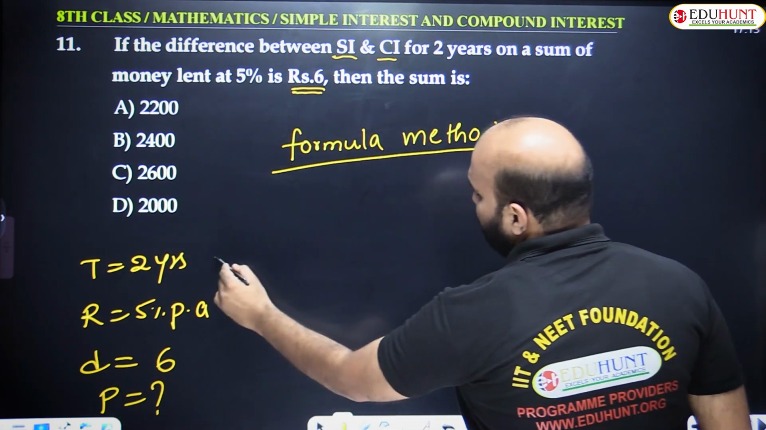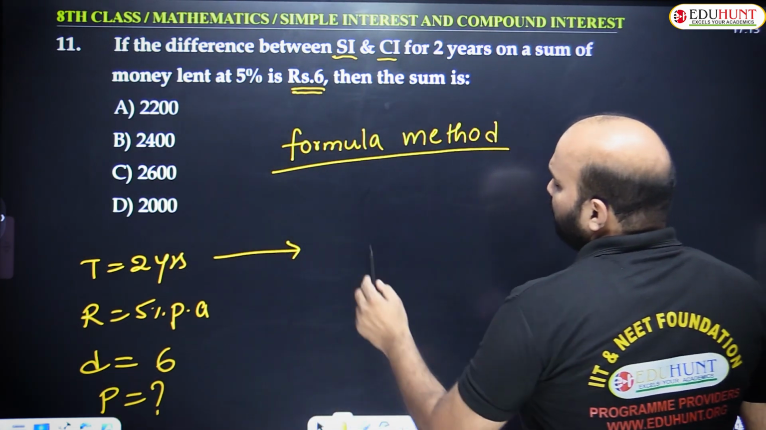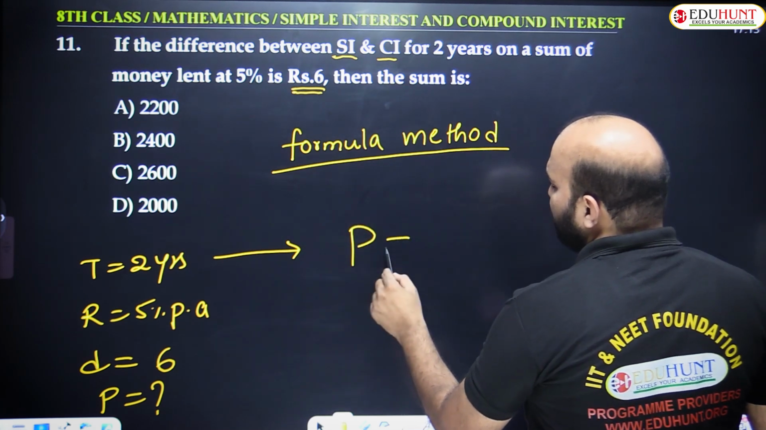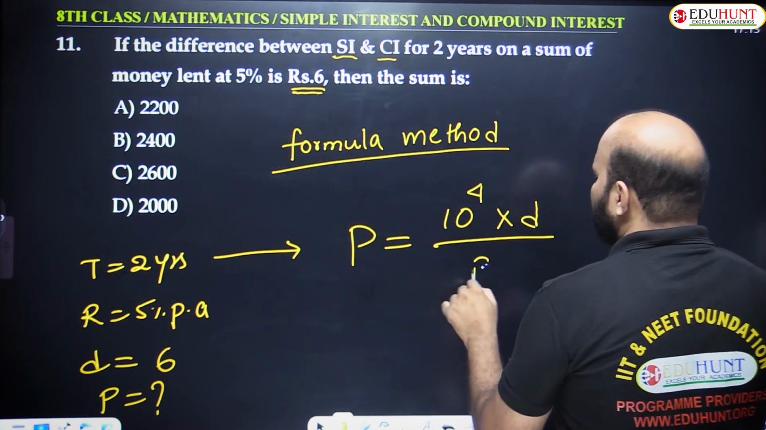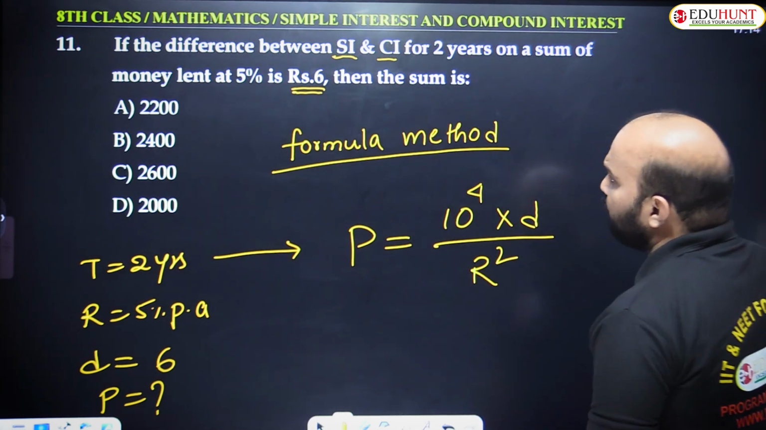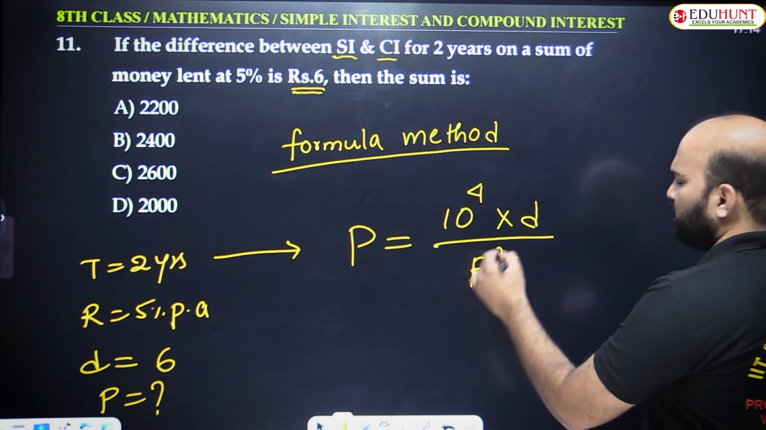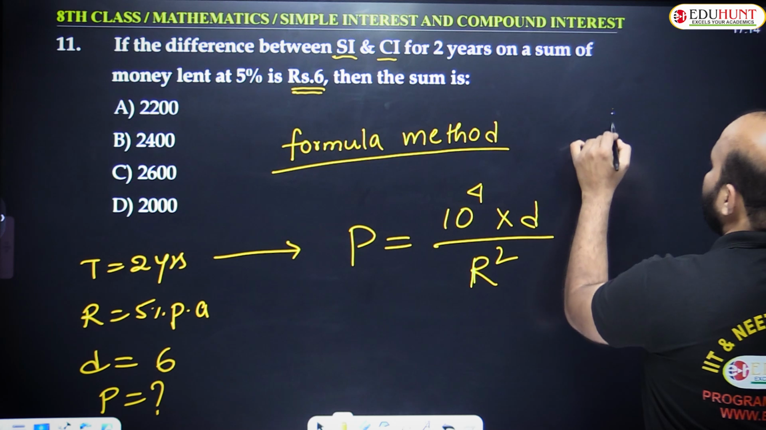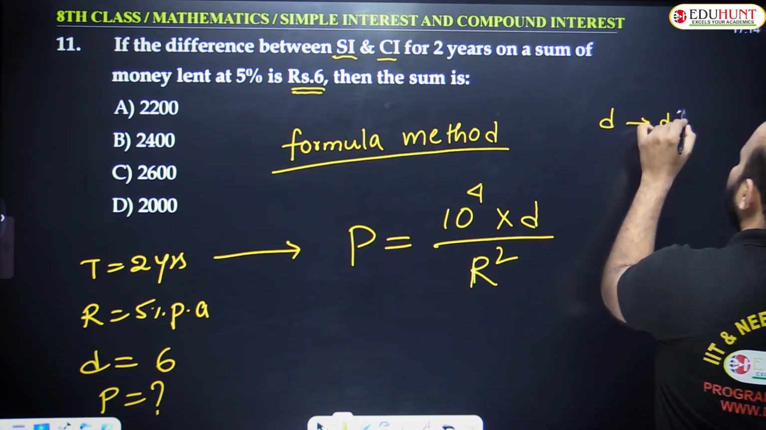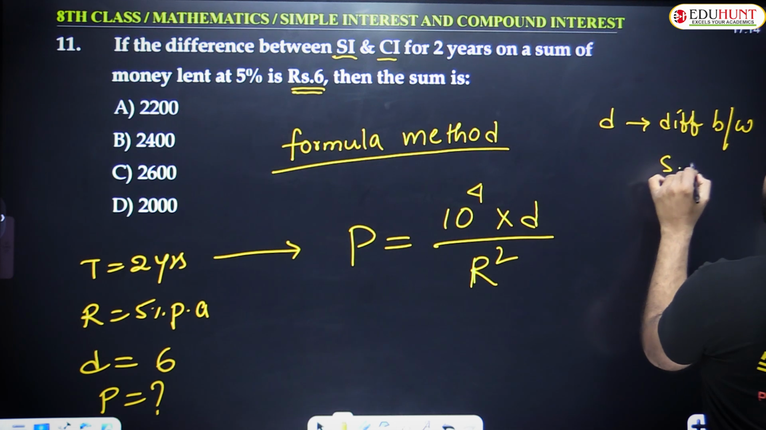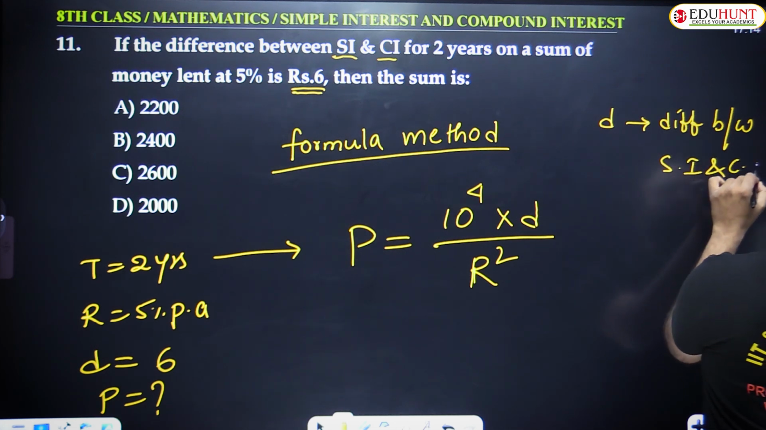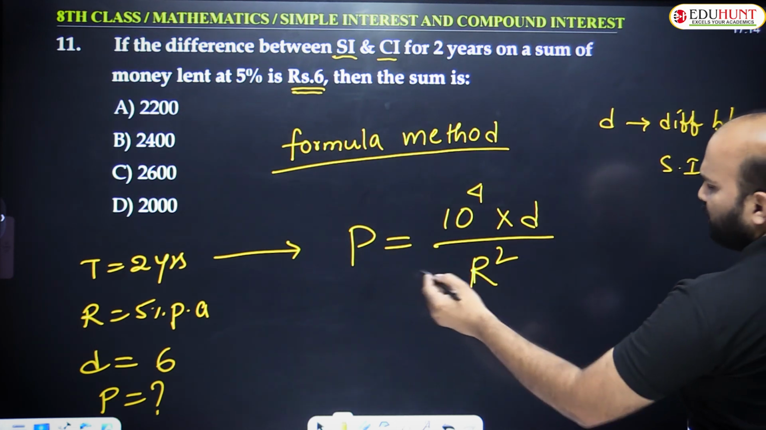So according to the 2 years formula, P equal to 10 power 4 into D by R square. Here D stands for difference between compound interest and simple interest, or simple interest and compound interest. R stands for rate of interest.